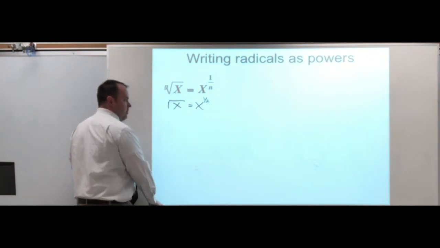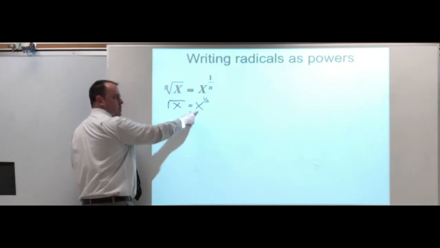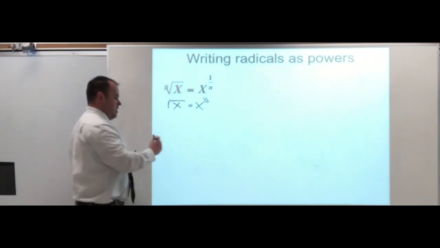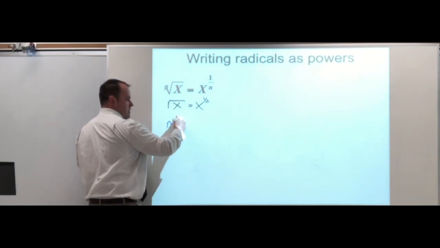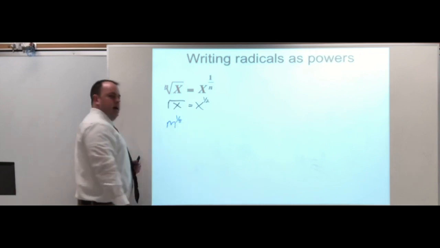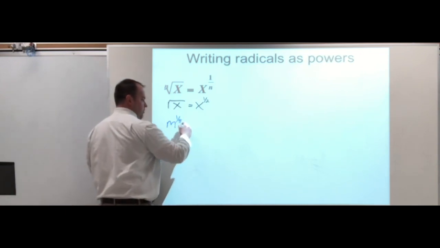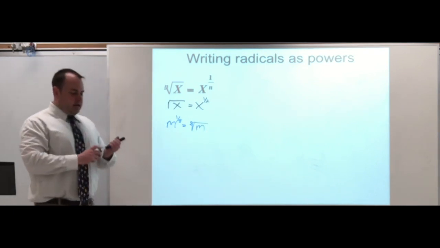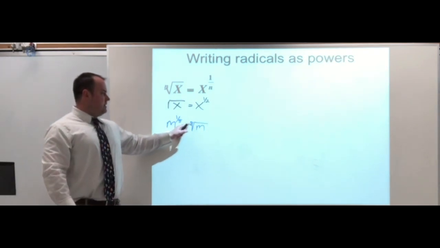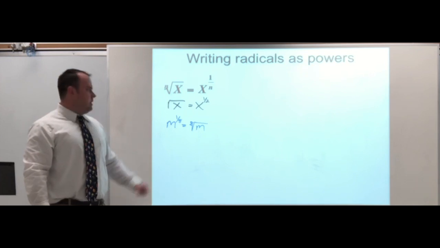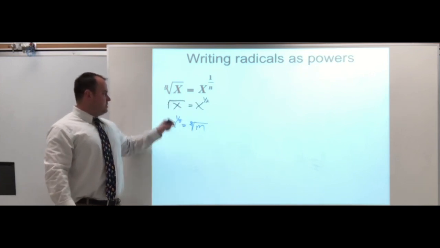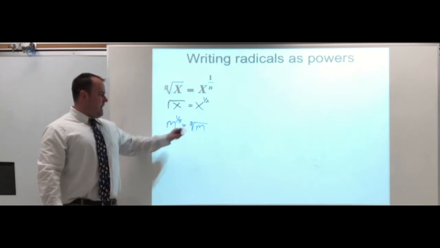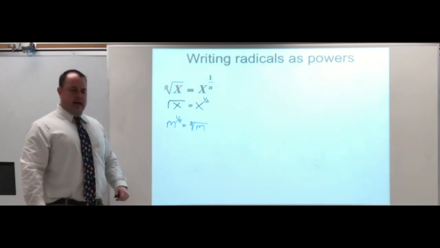Now you should be able to go in both directions, taking a radical into a power, but also a power, such as m to the 1/8, and that could be written as the 8th root of m. If you notice, the index is the denominator of the exponent. So it was 1/2, that's a square root. When it was 1/8, that denominator became the index.